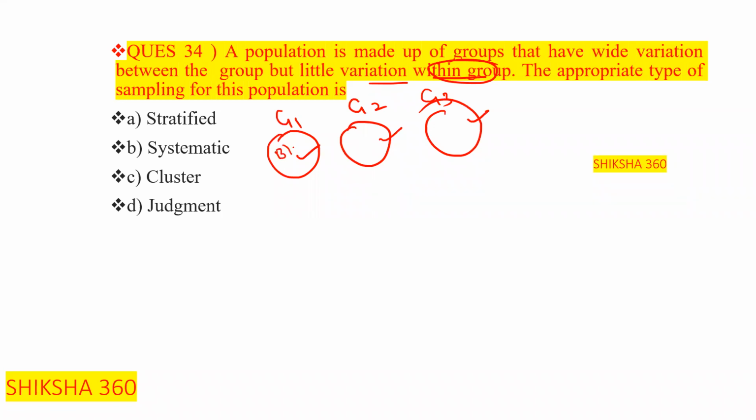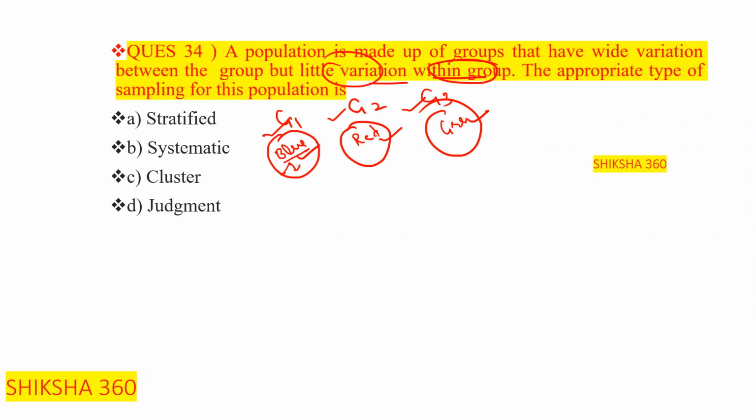Here we can say all are blue t-shirts, all are red t-shirts, all are green t-shirts. So there is a wide variation between groups. This is totally blue, this is totally red, this is totally green. But under blue, some are dark blue, some are light blue, so very little variation within the group. So what type of sampling is this? Stratified sampling, systematic sampling, cluster sampling, or judgmental sampling?